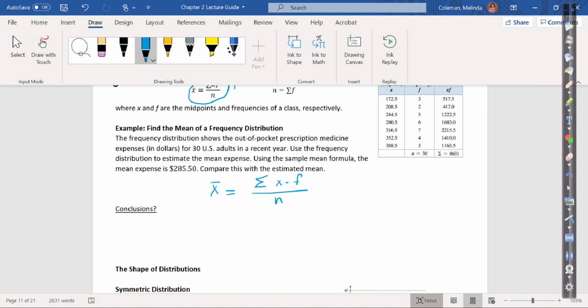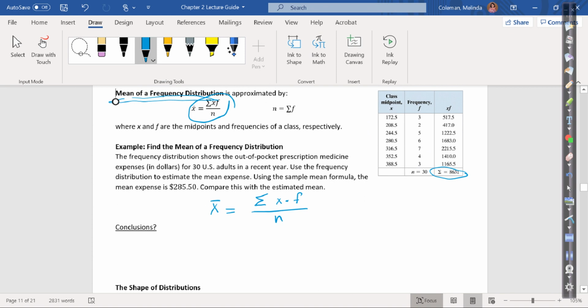And what's nice is they've already done the addition for you. So we're going to take, and they've even done X times F. If you look at your column right here, that's X times F. So 172.5, and there were 3 people. So that gives you this. 208.5, and there were 2 people, and that gives you this number.